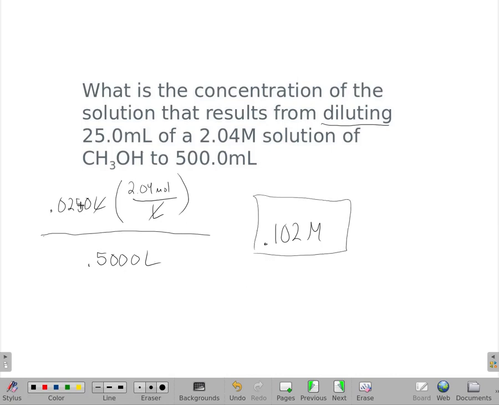Well, it turns out you don't necessarily need to do all this. I don't even need to convert those volumes. Turns out whenever you see dilution, you can use this equation: C1V1 equals C2V2. Concentration times volume equals concentration times volume. And we could have gotten the same answer by taking concentration, 2.04, times volume, 25.0 milliliters, equals concentration, what we're going to solve for, times volume, 500 milliliters. As long as the concentration units are the same and the volume units are the same, this will work.